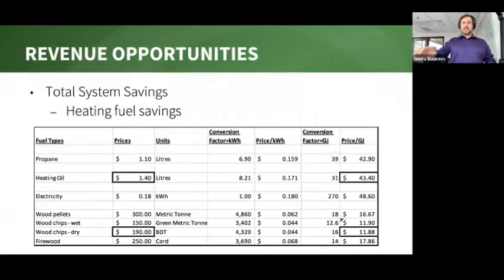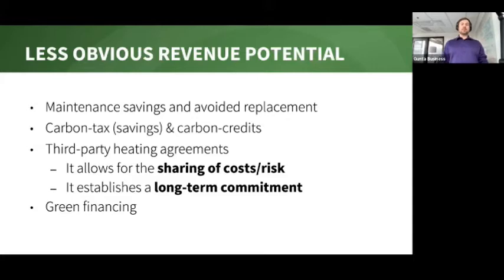And just going back for a second, you see there's a huge variance there that allows for some significant business planning value, but there's less obvious revenue potential. So as business planning for our district heating systems, you've got to look at the maintenance savings and the avoided replacement. These are new systems and largely funded.